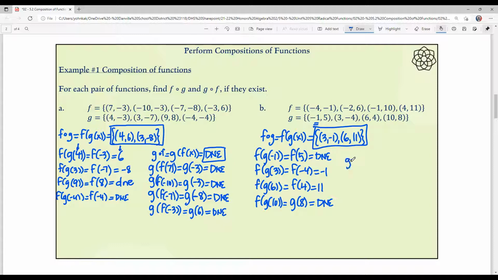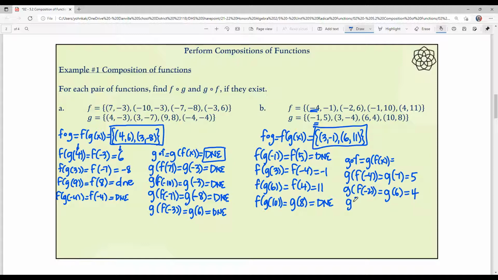Then I need to find g circle f. By definition, that's g of f of x. So first I want to find g of f of, and our first x value is -4. Well, f of -4 is -1, and g of -1 is 5. My next ordered pair, g of f of -2. F of -2 is 6. And g of 6 is 4.